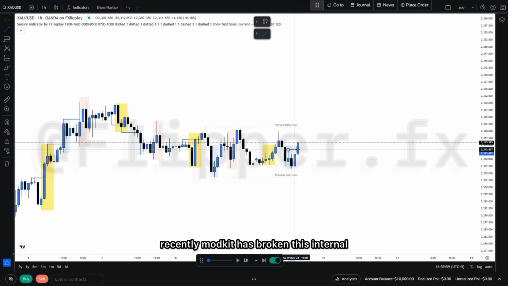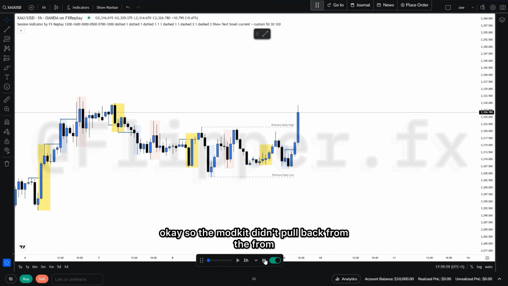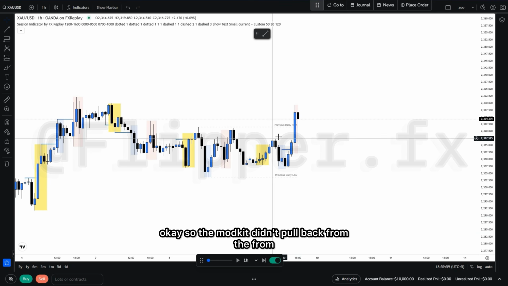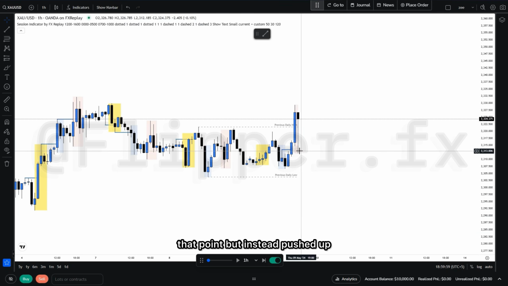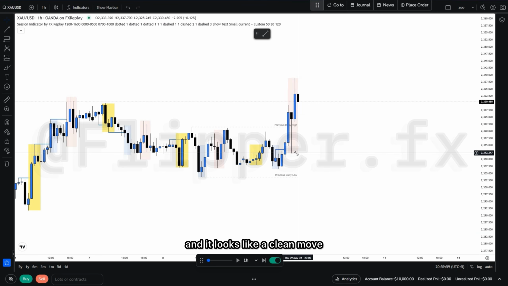Recently the market has broken this internal structure. So chances are that the market will pull back from here and go up from here. Okay, so the market didn't pull back from that point, but instead pushed up and then dropped again. Whatever the point of interest is here, the market is now mitigating them, and this looks like a clean move.